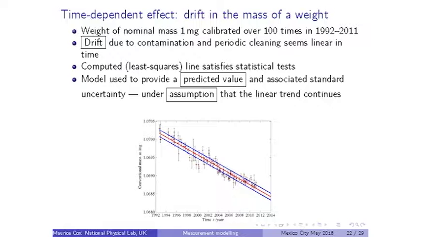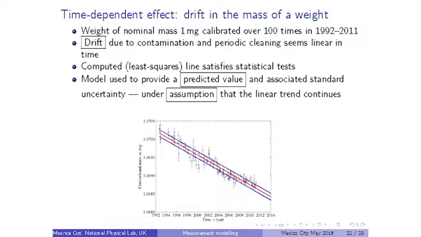Masses change over time due to surface contamination and periodic cleaning of the mass. This effect seems to be linear in time. And you see the masses indicated in the diagram below. The masses have uncertainty bars on their values as expected. And we model this effect over time by, in this case, a straight line, and the straight line satisfies reasonable criteria. We don't need a higher degree polynomial.